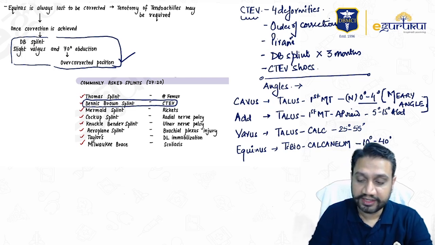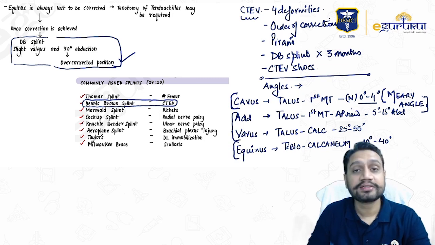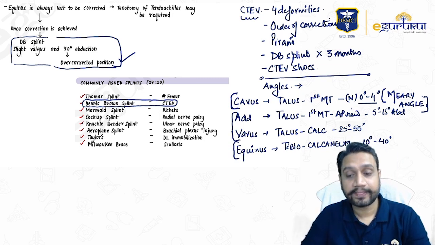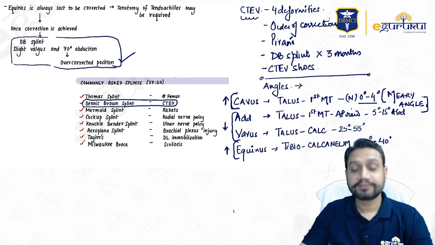So in CTV, what happens is an increase of cavus, a decrease of adduction and varus, and an increase in equinus. Okay. So in cavus, the angle is increased, in adduction and varus, the angle is decreased, and in equinus, it is again increased. These are the parameters.